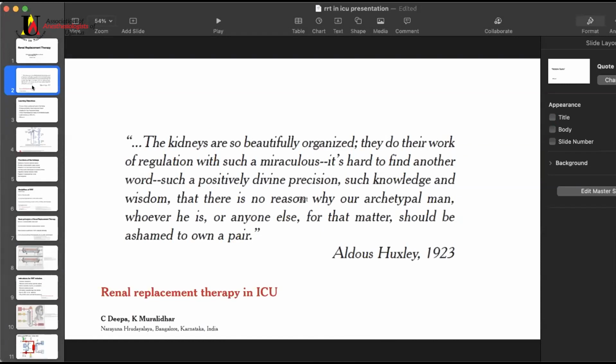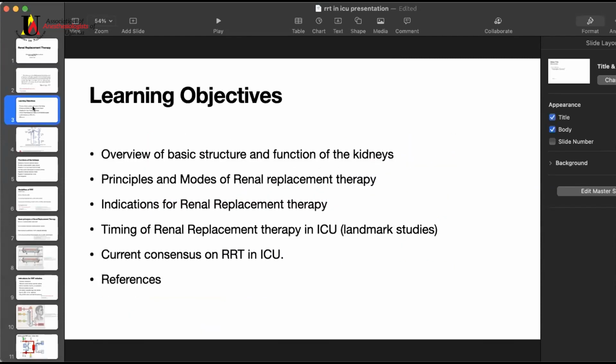Aldous Huxley was an English philosopher in the 1800s, and he said, the kidneys are so beautifully organized. They do their work of regulation with such a positively divine precision and such knowledge with wisdom that there is no reason why any man should be ashamed to own a pair, which is a bit funny, but I thought I would share that.